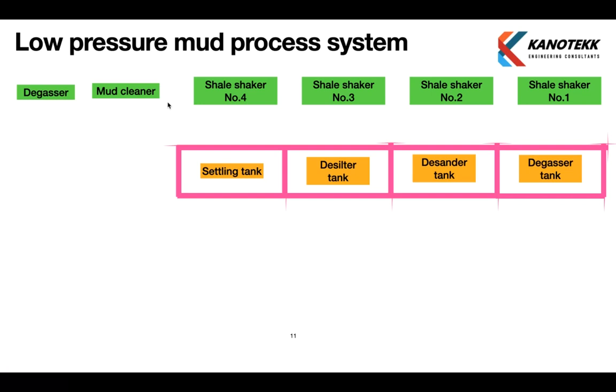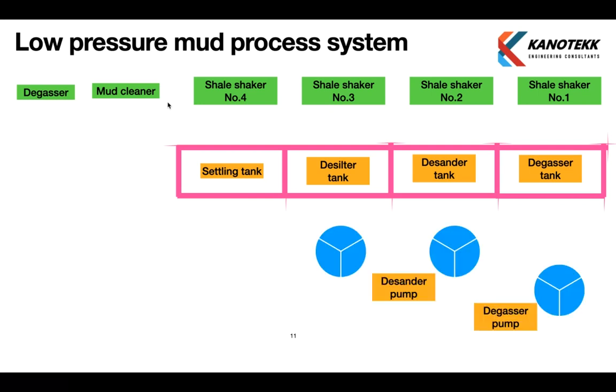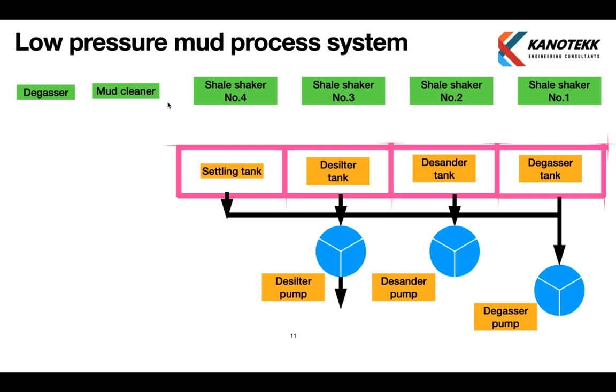So below the shale shaker, normally there will be four tanks. In a few rigs, it can go up to five tanks. These tanks will be segregated, like degasser, desander, desilter, and settling tanks. We'll explain the process. Usually there will be three pumps, like the degasser pump, desander pump, and desilter pump. These pumps take suction from these tanks, which are interconnected with a manifold. We can bypass and use another pump. So we will see the process.